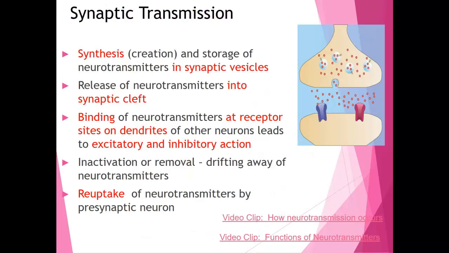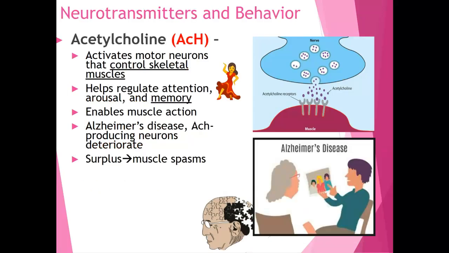They are created in the synaptic vesicles. There's about 50 neurotransmitters, but in our class, I think we focused on about 8. Acetylcholine, ACH, controls skeletal muscles. We've got the dancing girl because it controls her movement, but also memory, her ability to remember the dance moves. Deterioration of acetylcholine is linked to Alzheimer's disease, and too much acetylcholine, muscle spasms.